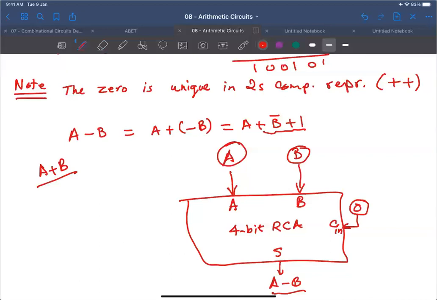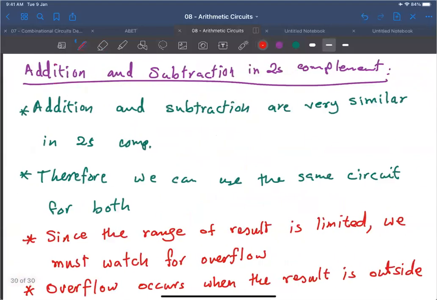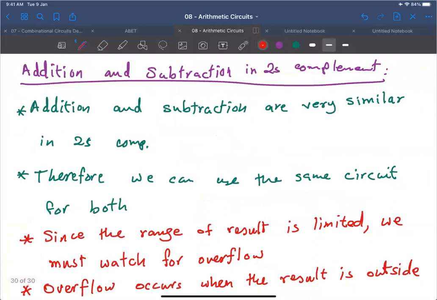Okay, we will see how to do that in the next lecture, inshallah. But for now, I want you to understand how to do addition and subtraction using 2's complement.